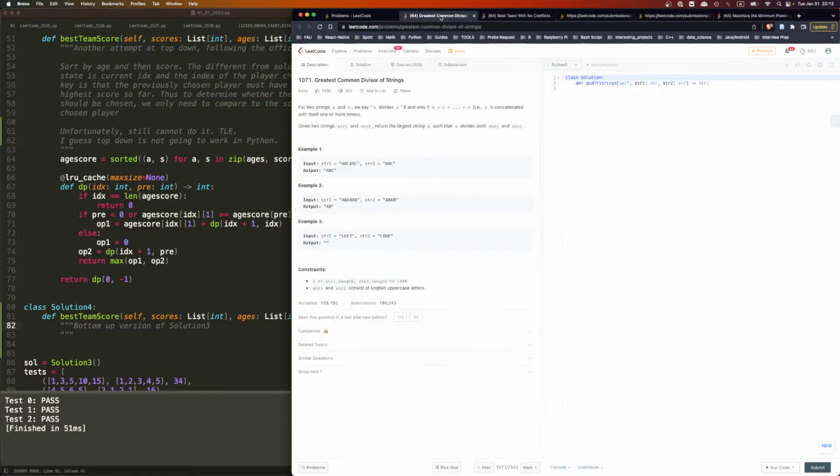But for that, let's deal with this. What's this? Greatest common divisor of a string. For two strings, we say T divides S, so it's S divided by T, right? If and only if S equals T concatenated with itself multiple times. Given two strings, return the largest string X such that X divides both. Yo, this is actually quite interesting.